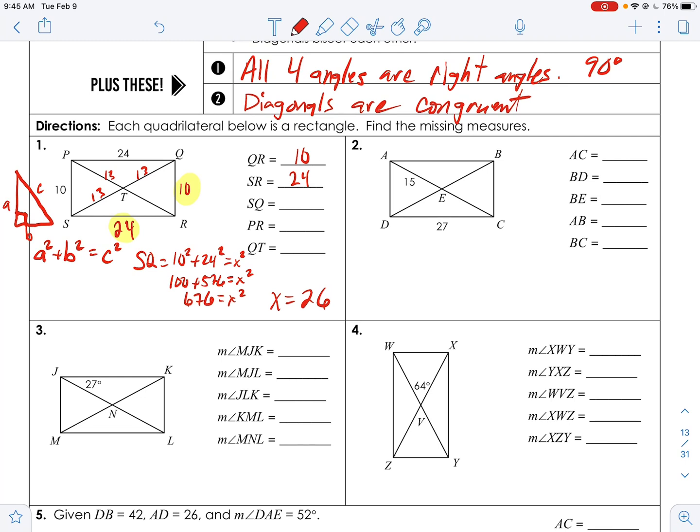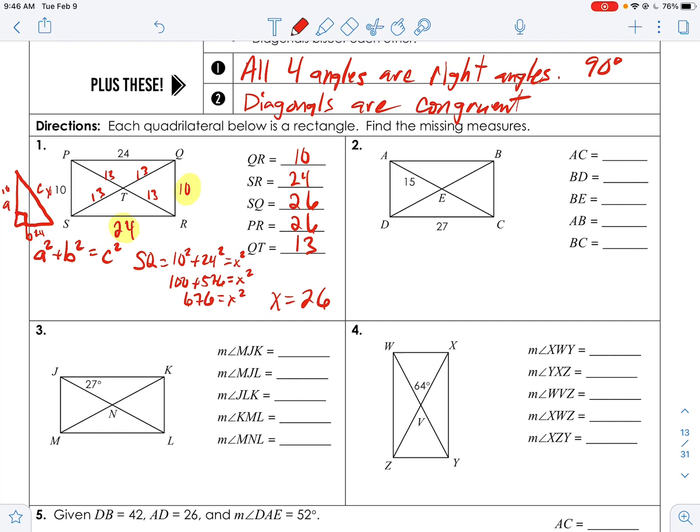That means that this piece is 13, and this piece is 13, and this piece is 13, and this piece is 13. So SQ is 26. PR, they're congruent, so it's 26 as well. QT is half, bisected, so that'd be 13. We're going to be using that a squared plus b squared equals c squared thing. We'll throw x in there. Variables are variables. It doesn't matter where you put them. It's the unknown. So in our thing, A was 10, and B was 24, and C was x. So we just keep rolling that around to places that we don't know.